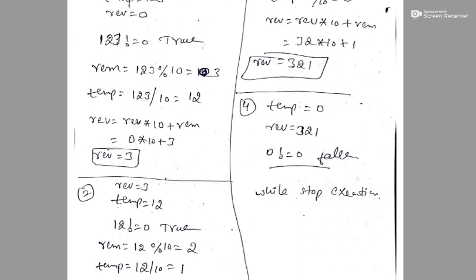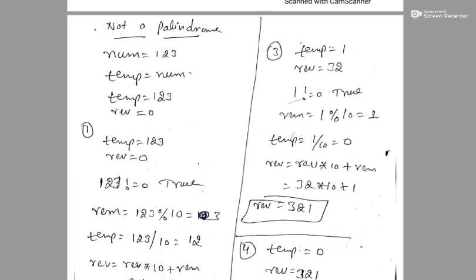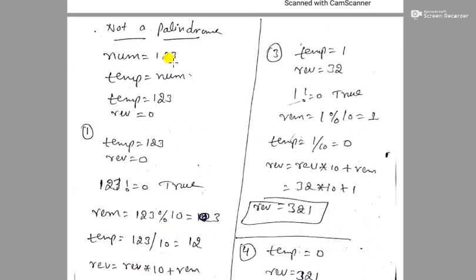Next we compare num and reverse. Num value is 1 2 3, reverse value is 3 2 1. These two are not equal, so it will print that 1 2 3 is not a palindrome.